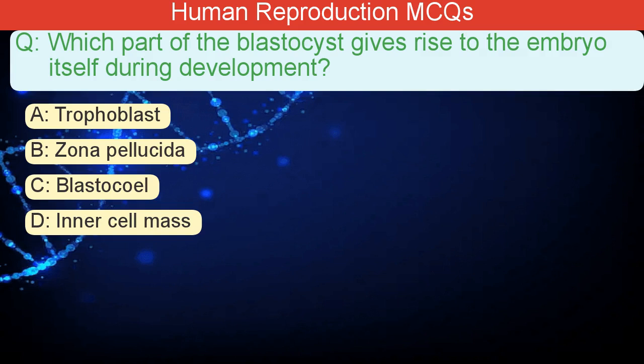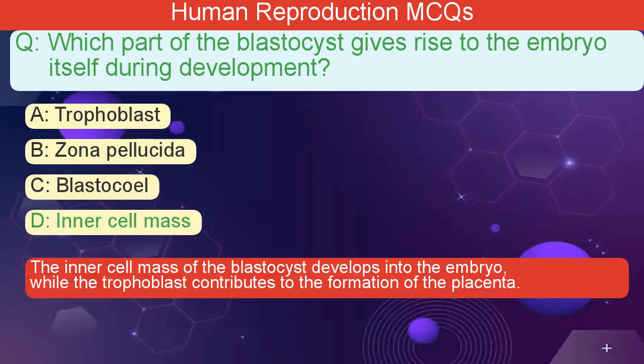Which part of the blastocyst gives rise to the embryo itself during development? A. Trophoblast. B. Zona pellucida. C. Blastocoel. D. Inner cell mass. The correct answer is D. The inner cell mass of the blastocyst develops into the embryo, while the trophoblast contributes to the formation of the placenta.